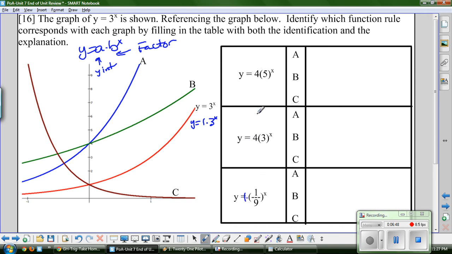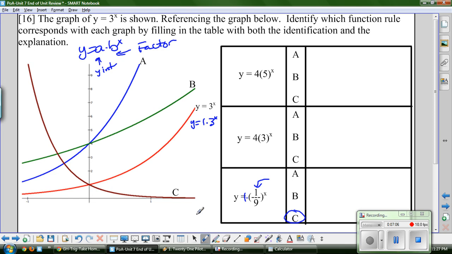Now, there's another way we can tell too, and that's by looking at this factor of growth. This factor of growth, 1/9, is less than 1. If it's less than 1, that means it's decaying, so it's going to be decreasing. Since this is the only decreasing graph, this has to be C.